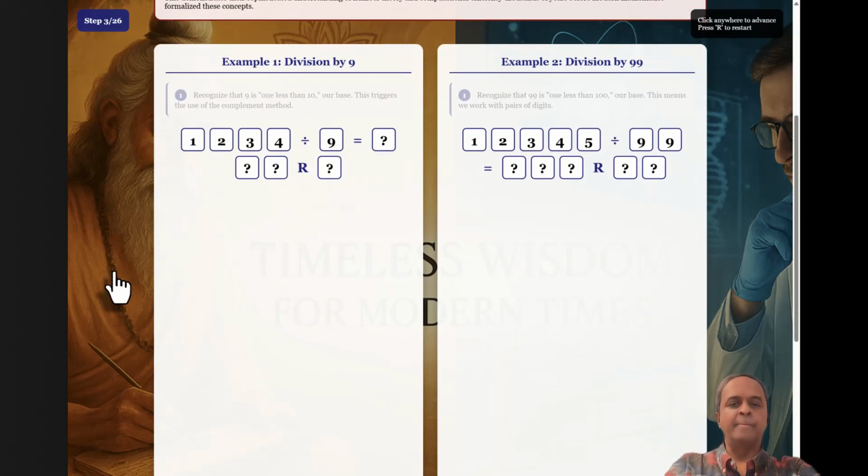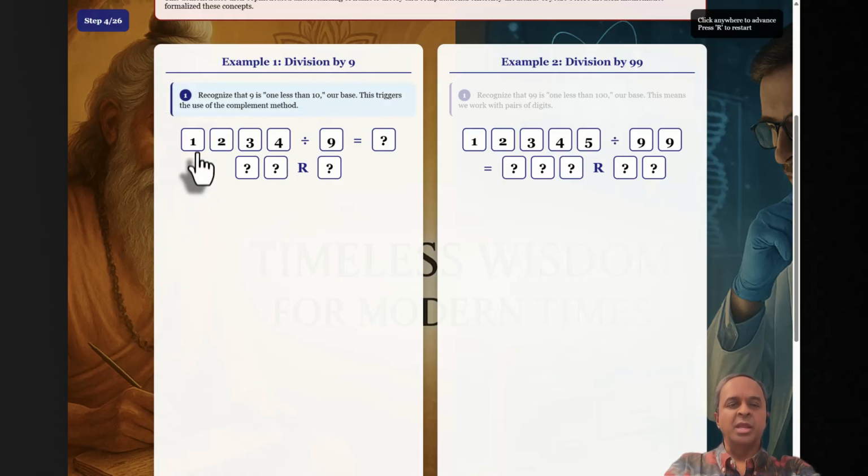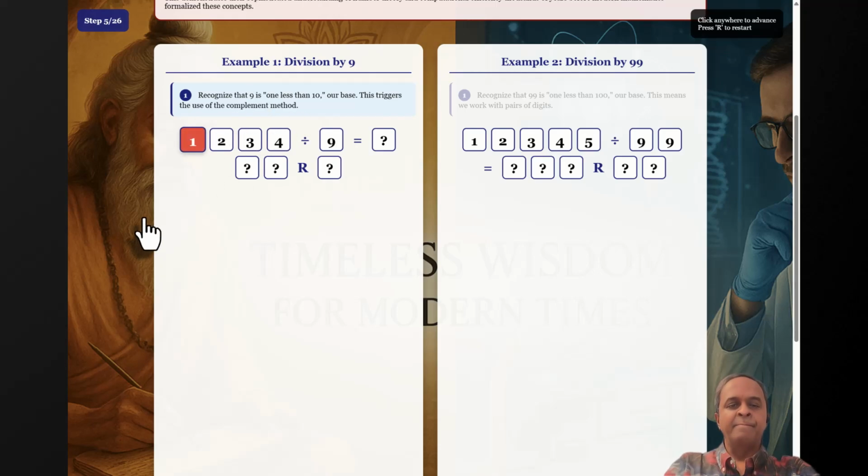The first one is an example of division by 9, right? So basically, we are taking 1234 divided by 9, right? So when you see 9, it's 1 less than 10, right? That's our base. Base is 10, but this is 1 less. So this triggers the use of the complement method, okay?